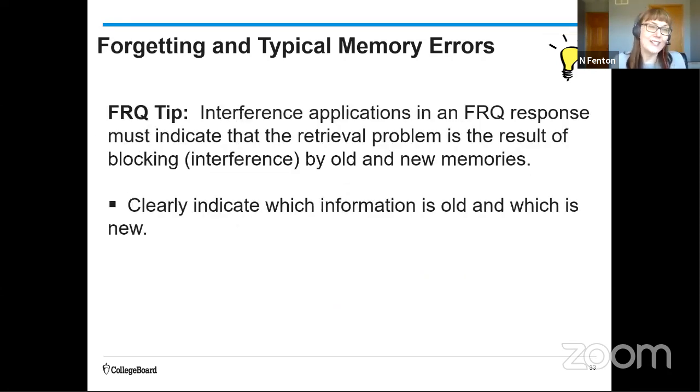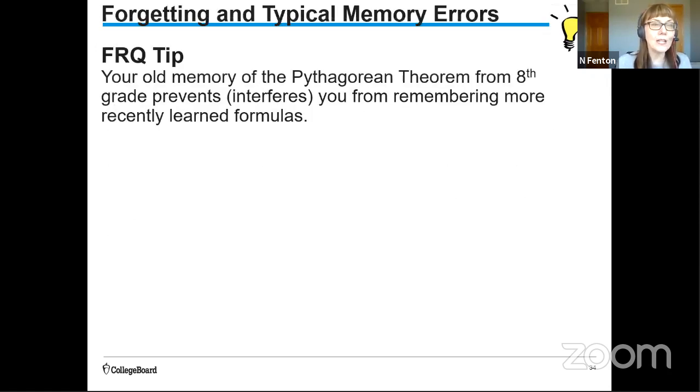FRQ tip. Interference applications in an FRQ response have to indicate that the retrieval problem is the result of blocking. So if it's proactive, old is blocking new. If it's retroactive, new is blocking old. And you have to indicate what information is old and what's new for the reader. So make sure that you're really clear in your description.